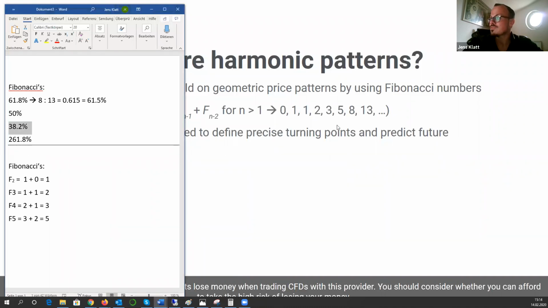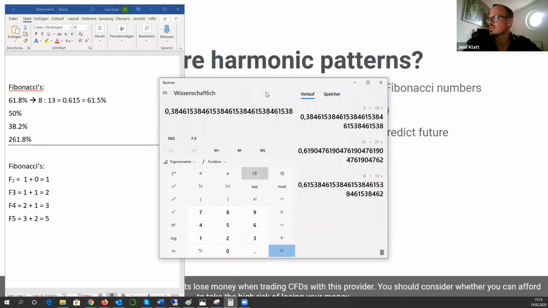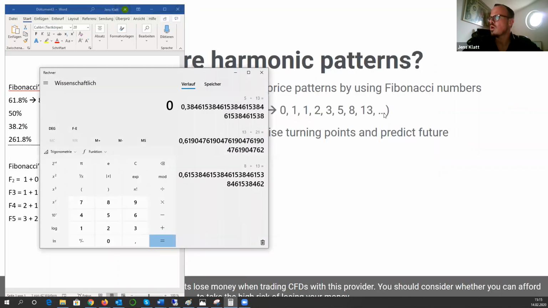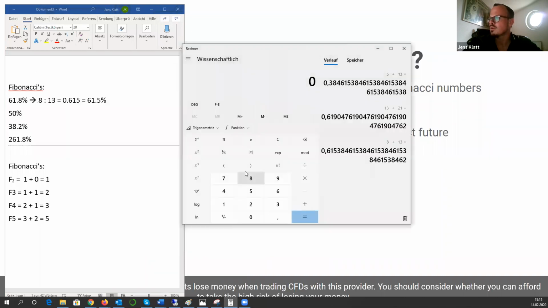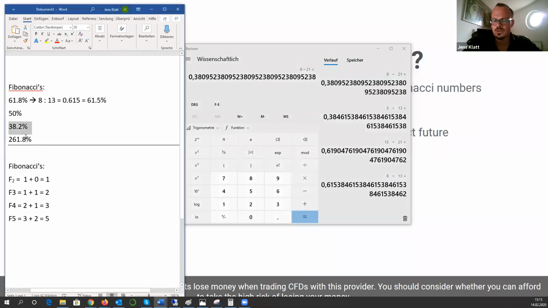So what you have here is very simple. You use, for example, 13 and 5. So you divide 5 by 13. Let me just see. And you get 38.4. Now you could also say, let's go one number higher. So let's go to 21 and divide 8 by 21. 8 through 21, and you will see now you have 38.1, and you also get a more accurate number the higher the numbers get, and then you come out at 38.2.